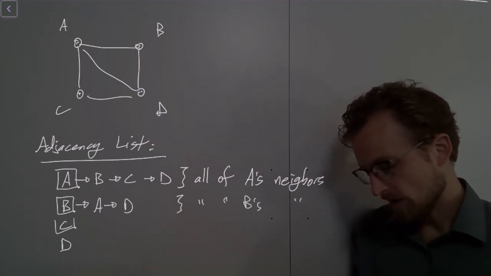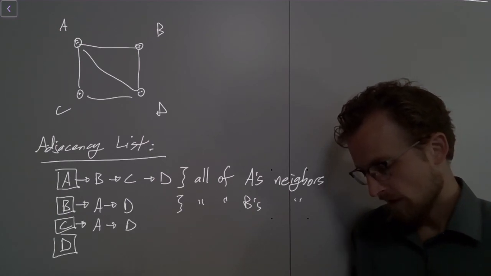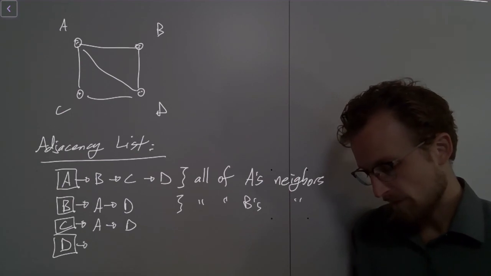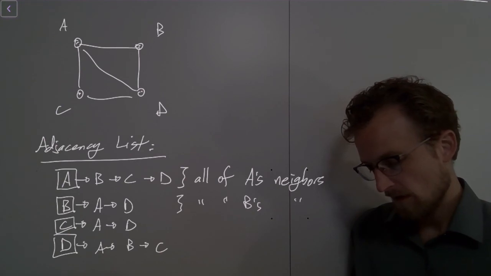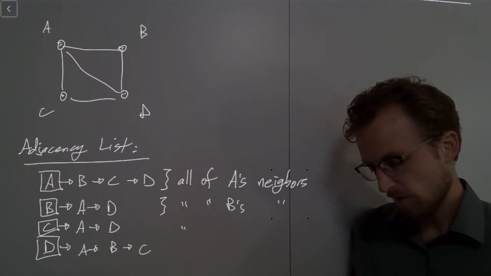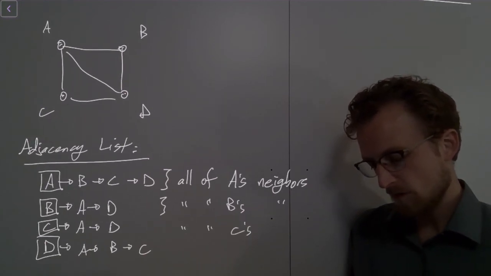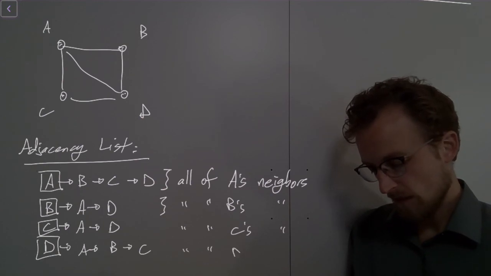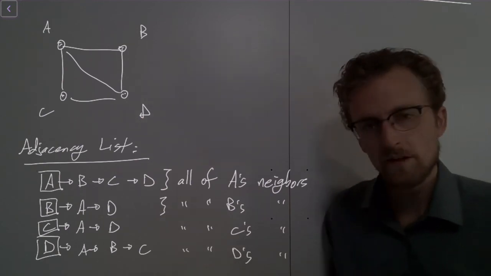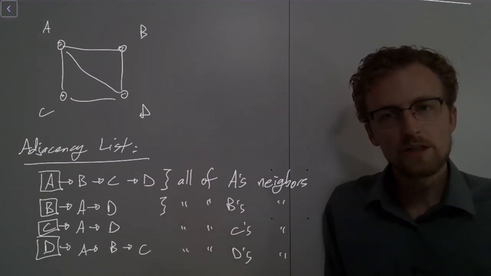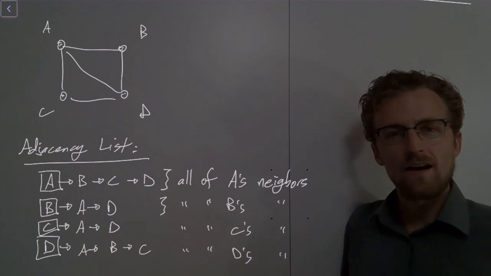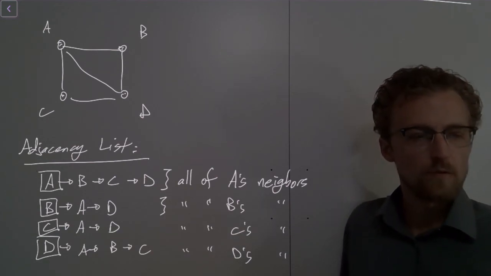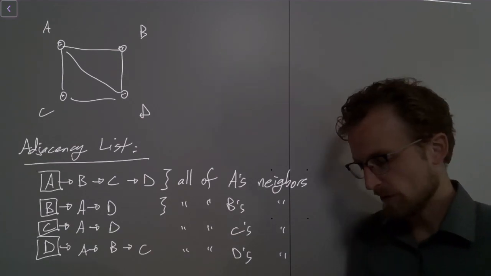And then C has its own list, and C is connected to A and D. And then D has its own list, and D is connected to everybody, A, B, and C. So again, you can just follow this down. This is all of C's neighbors. This is all of D's neighbors. Okay, so you might look at this and say that doesn't look particularly friendly. It doesn't look like a really excellent way of representing a graph.